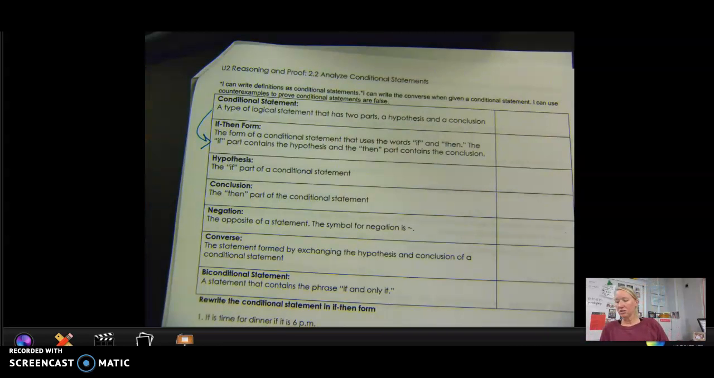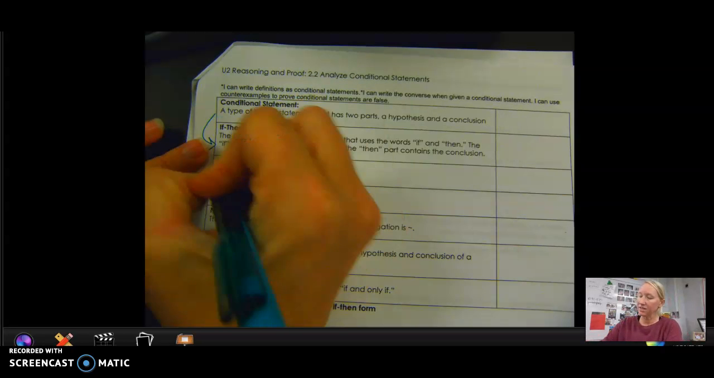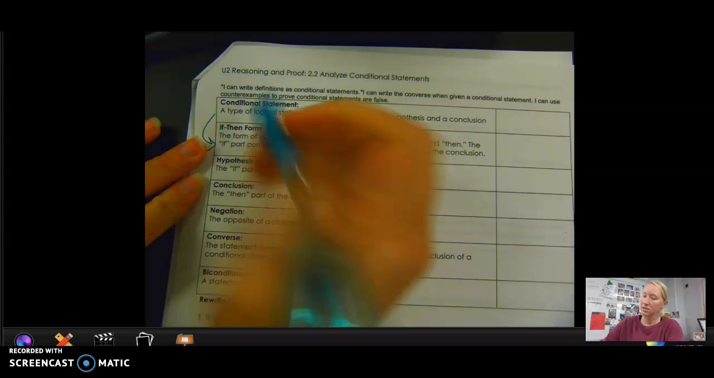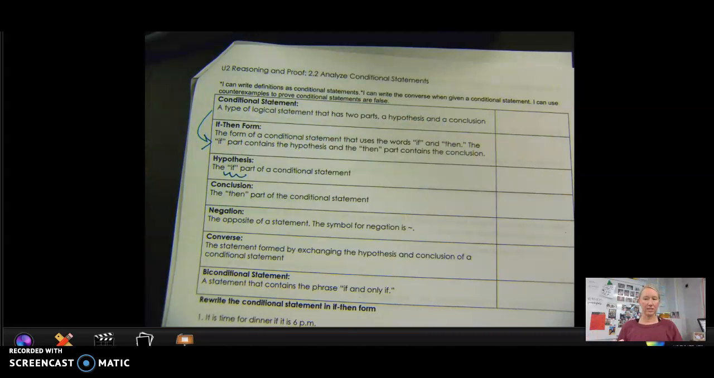The form of a conditional statement that uses the word if and then. The if part contains the hypothesis and the then part contains the conclusion. So if it is Wednesday, then I go to the mall. That is an if-then conditional statement, okay? The hypothesis specifically would be the if part. So if it is Wednesday, that is my hypothesis. My conclusion then would be, then I go to the mall.